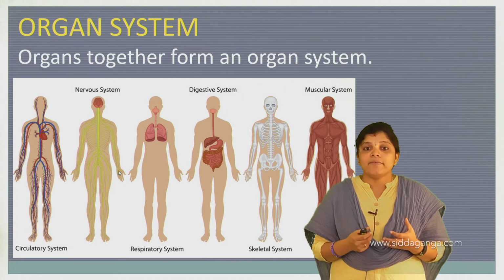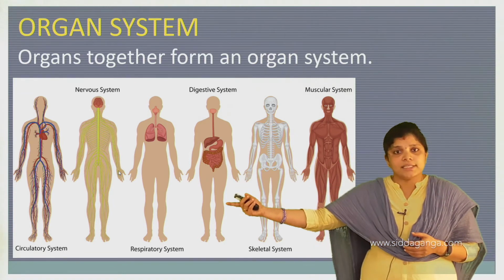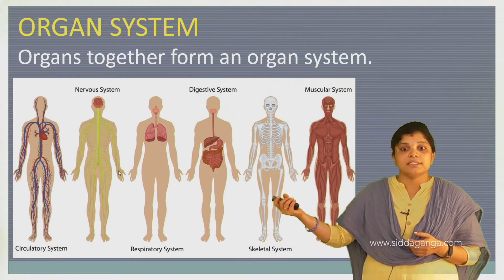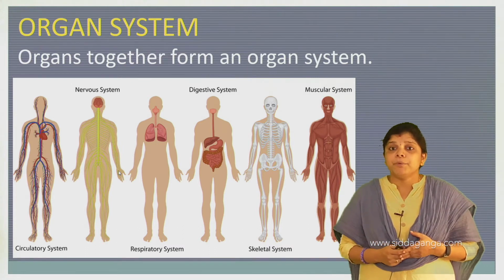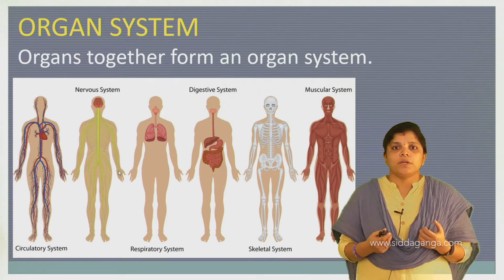See, there are seven organ systems. They are the circulatory system, nervous system, respiratory system, digestive system, skeletal system, and muscular system. Another one is the reproductive system. There are many different types of systems in our body.